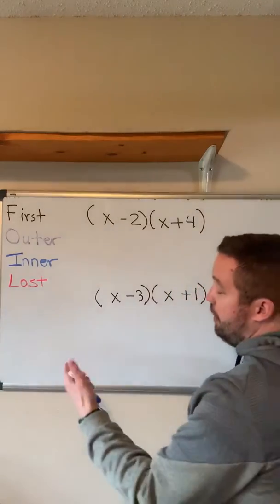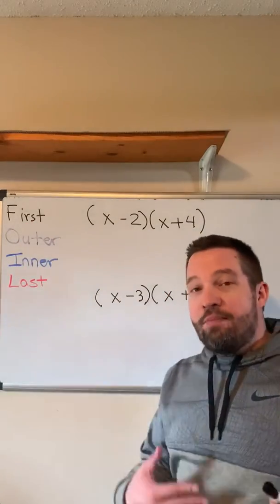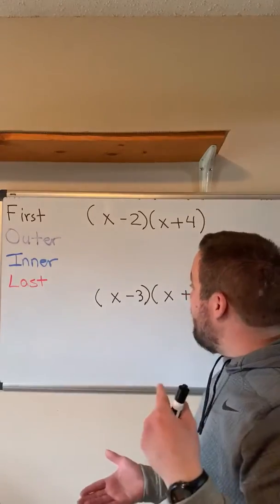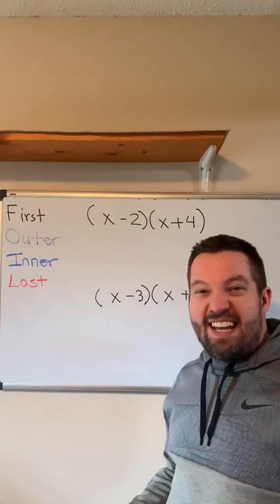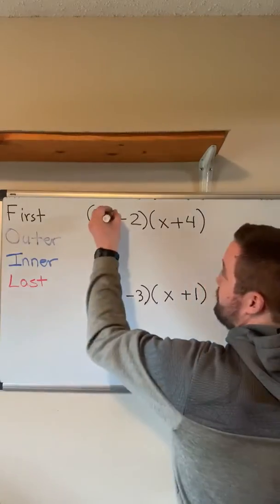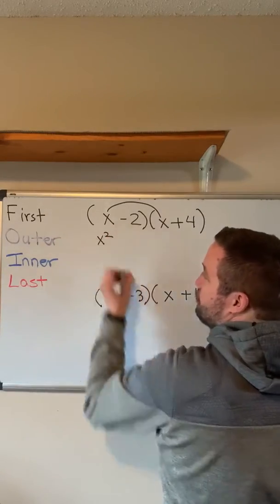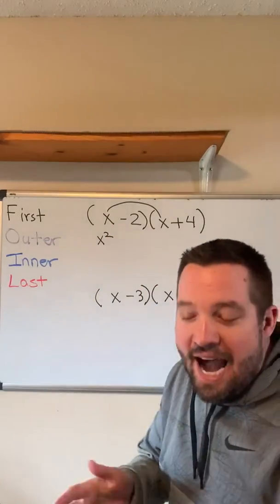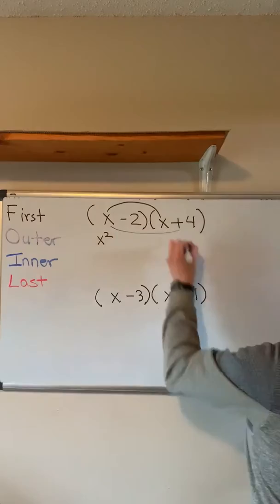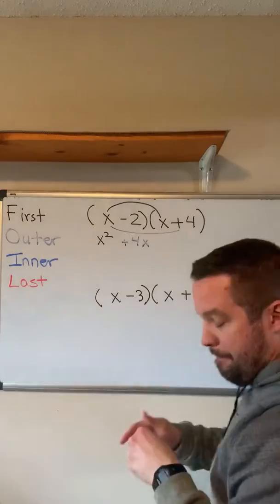So we're still going to go ahead with our first, outer, inner, and last. The process pretty much stays the same, only we're taking a positive and a negative. So remember, friends, that a positive times a negative is a negative. All right, great. So here we go. My first, and this will always be the exact same, x times x is x squared. Now we're going to move to the outer, and this is where we have x times a positive 4, which is going to be a positive 4x.